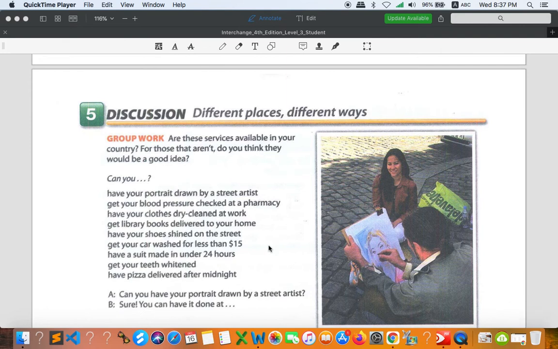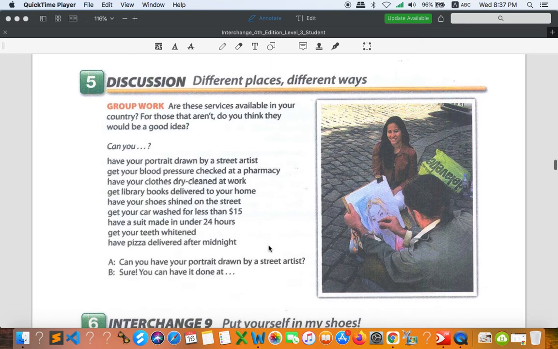I want to have a little discussion with this activity, different places, different ways. In this case, you are going to work in groups, but let's have a little talk about this. Are these services available in your country? For those that aren't, do you think they would be a good idea? So let's begin with the first one. Could you have your portrait drawn by a street artist? A portrait is a picture of your whole body. So can you have your portrait drawn by a street artist? Let's think about our country. Yes or no? All right.